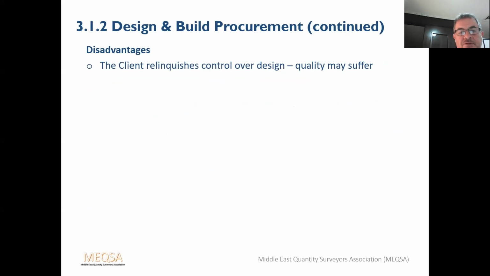The client relinquishes control over design, so quality may suffer. Some clients find this difficult to understand. They are sold on D&B as the transfer of risk from themselves onto the contractor, and that the contractor accepts all risk, including underground risks, but they must understand that they relinquish control over design. They're not fully in control of it. You can't have full design control and also pass all the risk over to the contractor. That's not how it works.